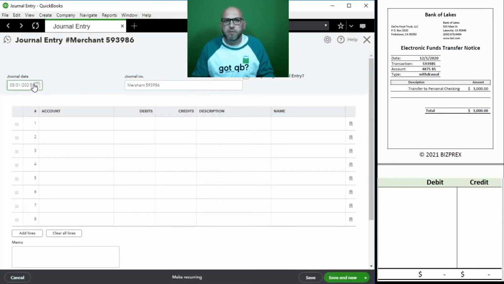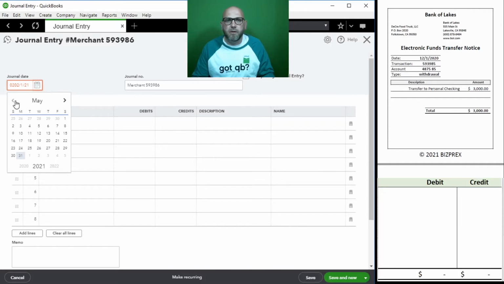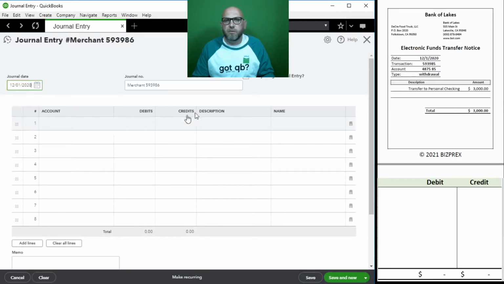Okay, let's make sure the date is set to where we need it. Yeah, QuickBooks Online has its own tendencies from time to time, but that's okay, we can work with that.